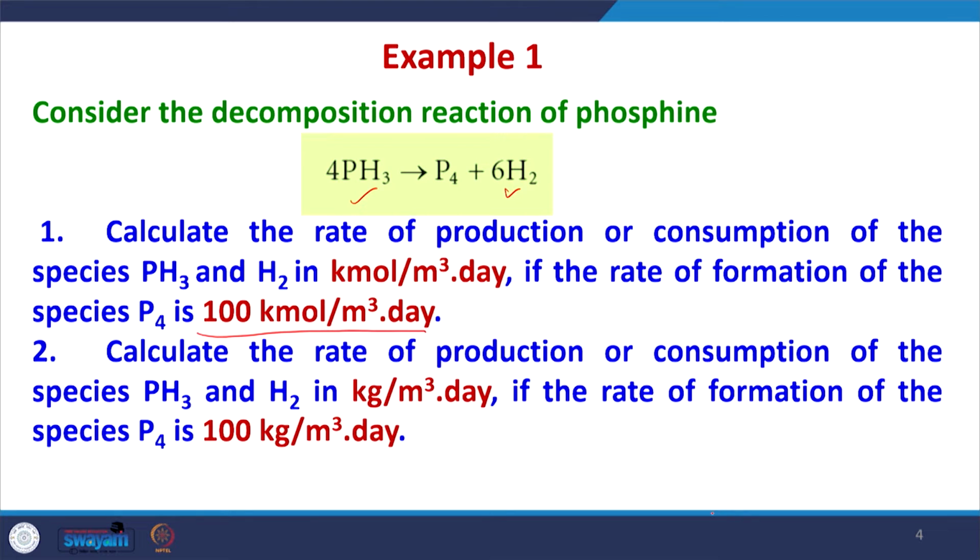So, that means the rate of formation is in kilomole, and we have to find out the rate of production and consumption of all other species. Similarly, in the second part it is being asked that if the rate of production and rate of formation of species P4 is 100 kg, not kilomole, then we have to find out the rate of production and consumption of species PH3 and H2 in kg per meter cube per day.